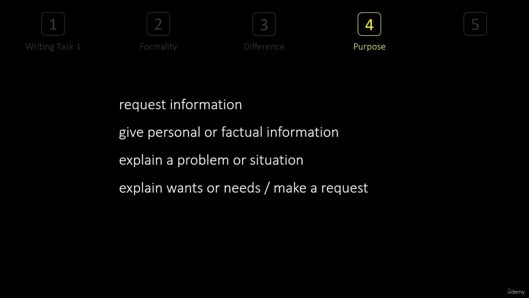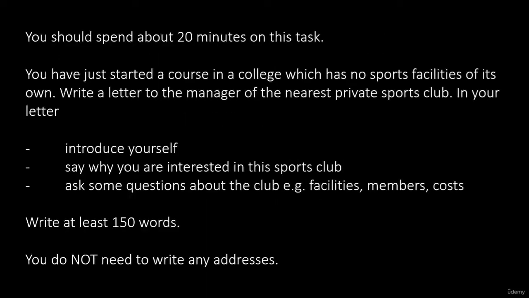Next one is explain wants or needs. What you want from this, or make a request of something. Let's see an example. You just started a course in college which has no sports facilities of its own. Write a letter to the manager of the nearest private sports club. In your letter you mention why you are interested in a sports club. You're asking for something, that means for some facility you want to have. This is called a letter where you ask for something.